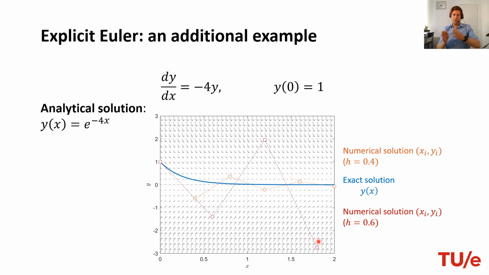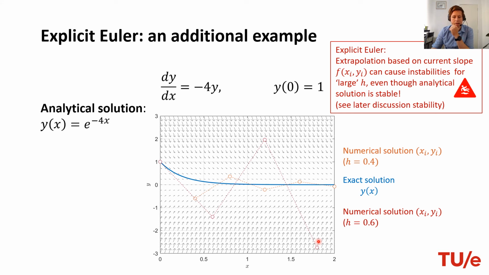So it seems to go further and further away from the exact solution, which is obviously something we wouldn't want. This is actually a downside of all explicit methods: the extrapolation is based on the current slope, not taking into account any information from what might happen further downstream, so for larger values of x. This extrapolation based on the current slope can cause instabilities if we take large steps. Even though the analytical solution is stable, the numerical solution might grow unboundedly.